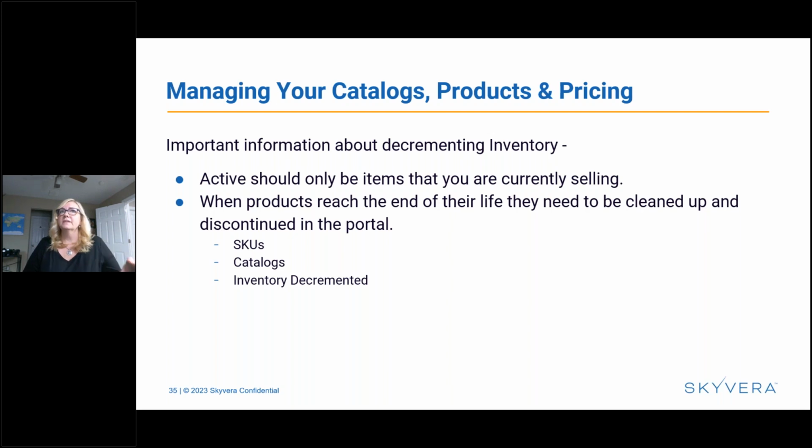I think we cover this: when you decrement inventory, first of all, active products in your portfolio, you should see that list of active products, and that should be what you're selling. So discontinue things, decrement the inventory, take it out of the catalogs, and so on. Otherwise, they're going to continue to use products. They're going to continue to be billed for products that can't be used anymore as well. So you need to make sure that you don't have any bill disputes or anything like that.